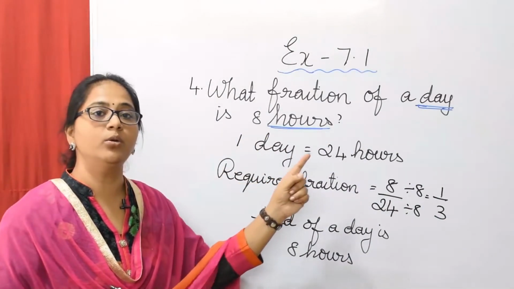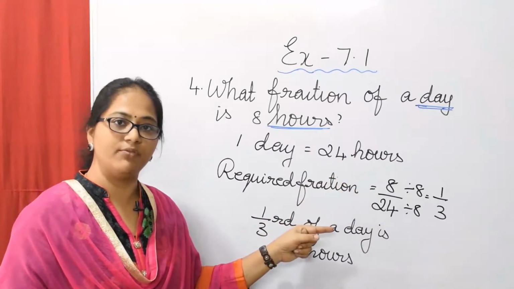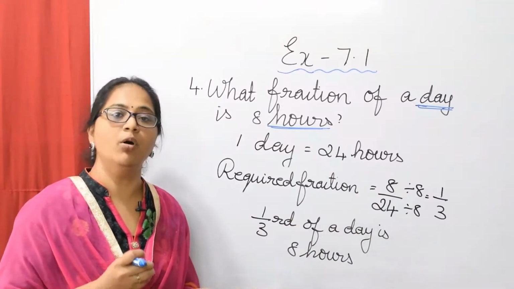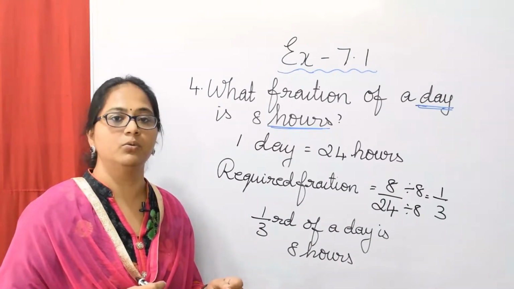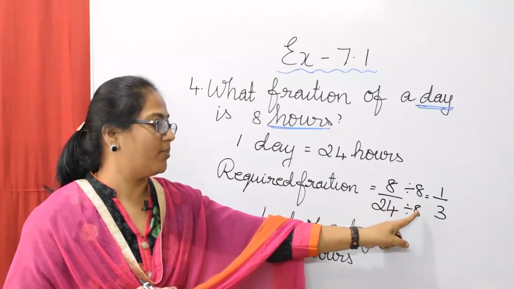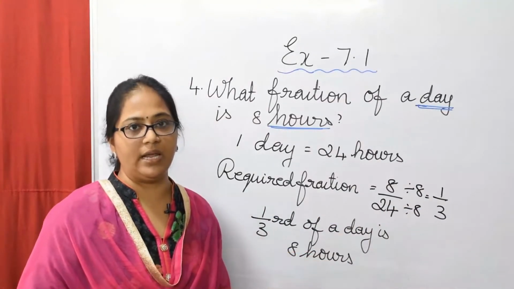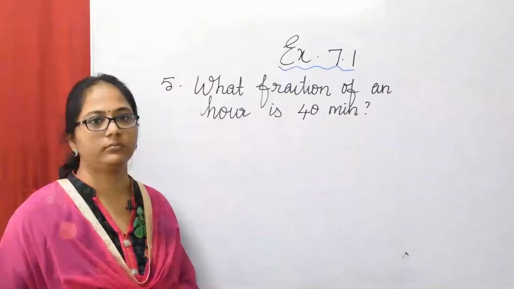1 day is equal to 24 hours. What is the required fraction here? So 8 by 24. We can simplify it using 8 tables. So divided by 8, divided by 8. So 1/3 of a day is 8 hours.